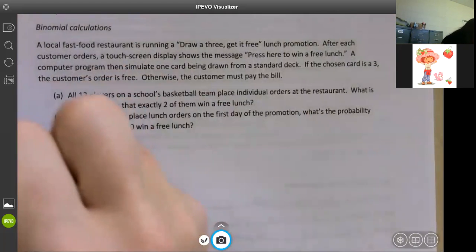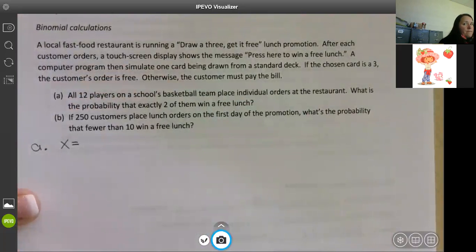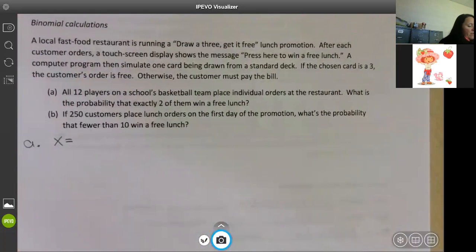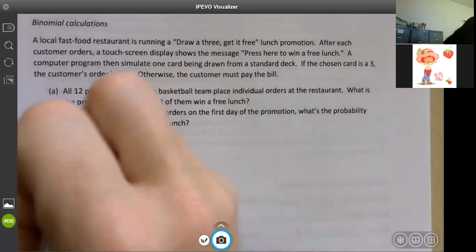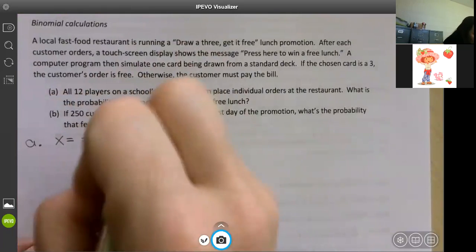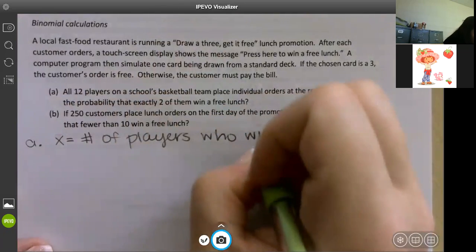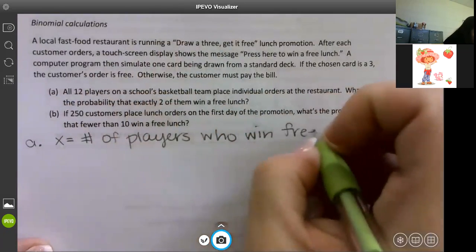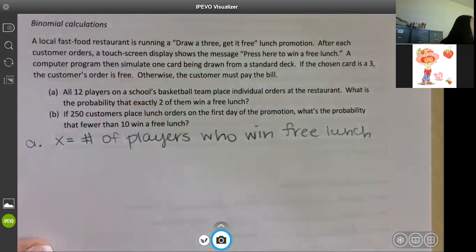So here's what it's wanting. You need to define X because we're going to do the probability of X is blah, blah, blah. We need to know what X is. What is X going to be? What are we trying to find the probability of? How many win, right? So the number of players who win a free lunch. What else do they give us? What is important in our formula that we're going to have to do?